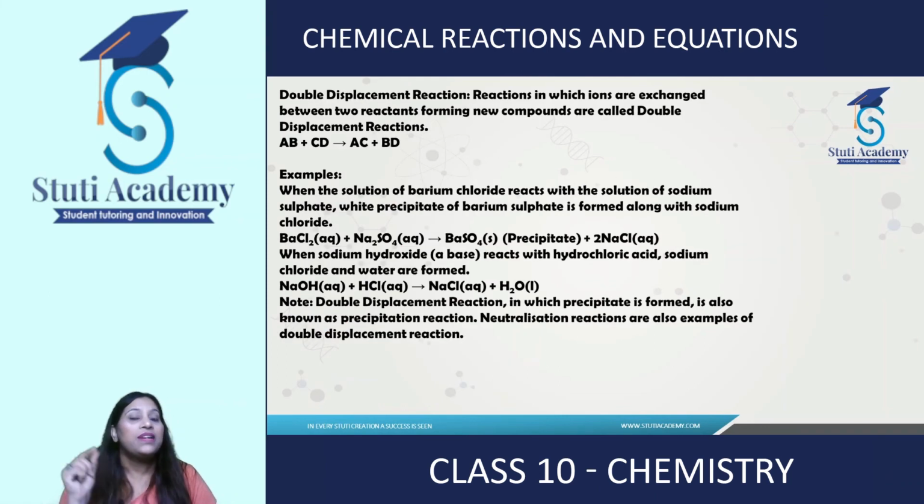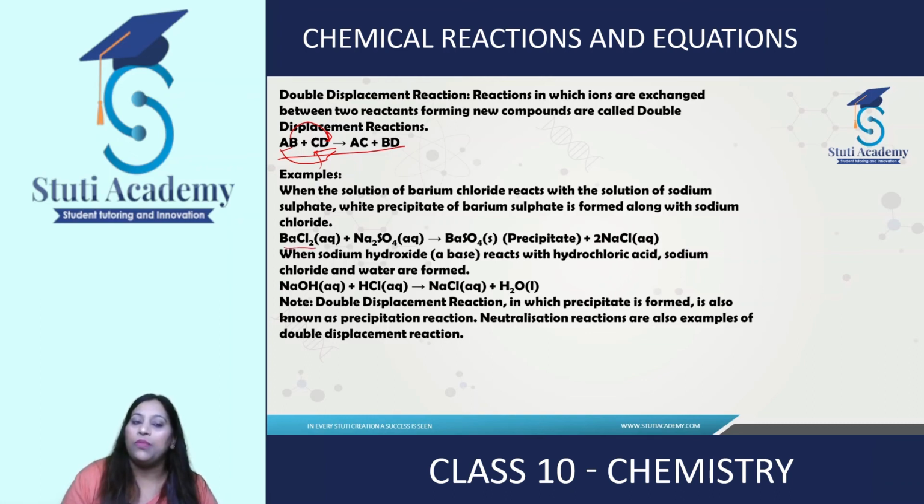While in double displacement reaction, displacement takes place twice. There is exchange of ions. I'll just explain this with the help of an example. Just look here, A, B and C, D. These are two reactants and A displaces B and combines with C. Here B combines with D. One more example I'll give you so that it's easy for you to understand.